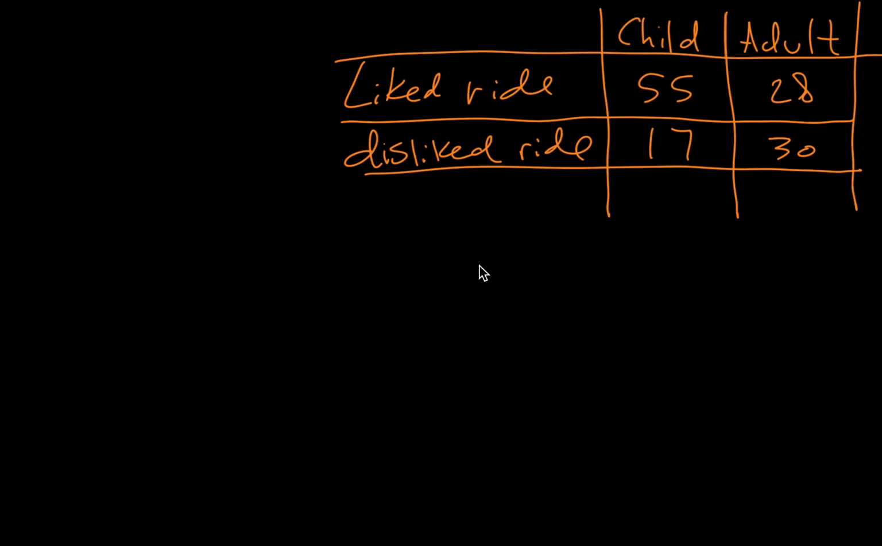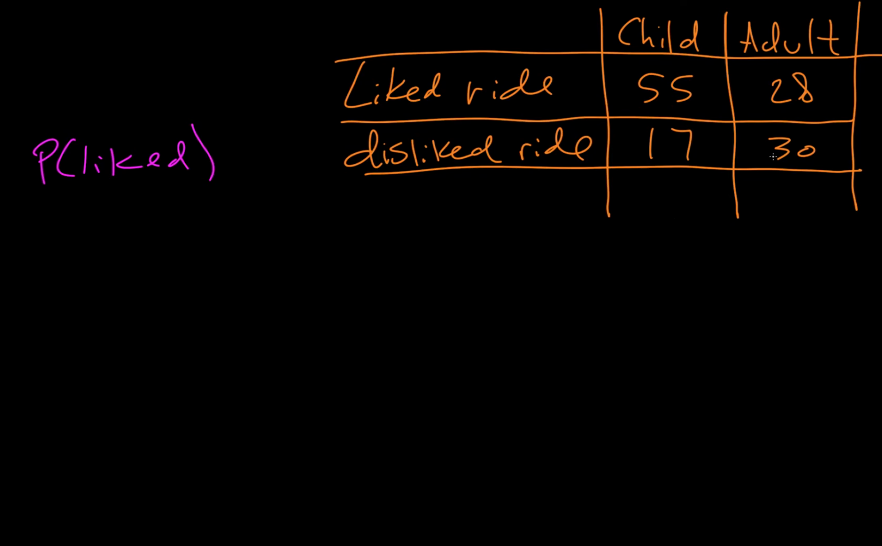People exiting a new ride at a theme park were asked whether they liked or disliked the ride. The results are shown in the two-way table alongside. So I have that on the screen right here. Use this table to estimate the probability that a randomly selected person who went on a ride liked the ride. So we want to know the probability of liked. So we'll just start there. There's actually 3 things.